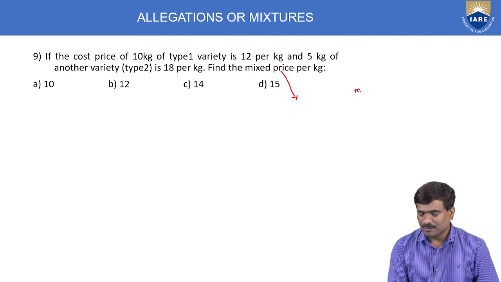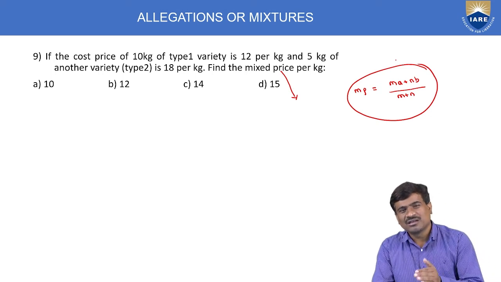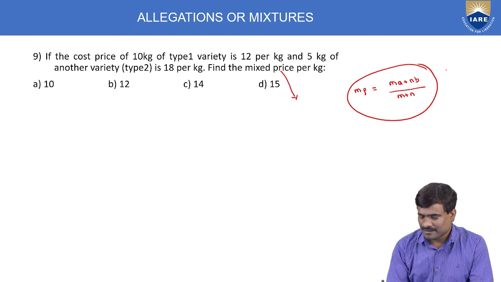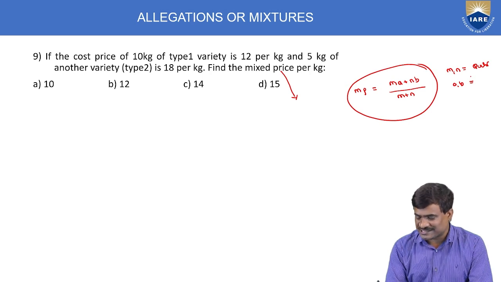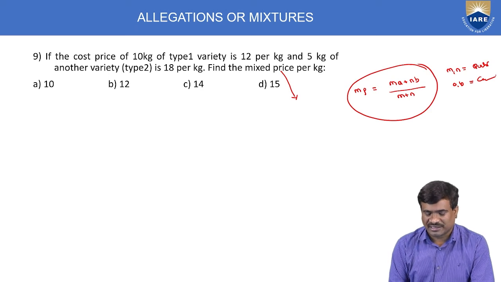Note: mixed price is equal to (MA plus NB) divided by (M plus N), and so on; (MA plus NB plus OC and so on) divided by (M plus N plus O and so on). Here consider only two varieties, where M, N indicate quantities and A, B indicate cost prices.